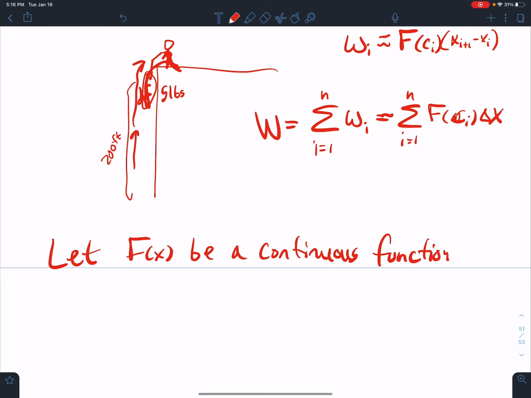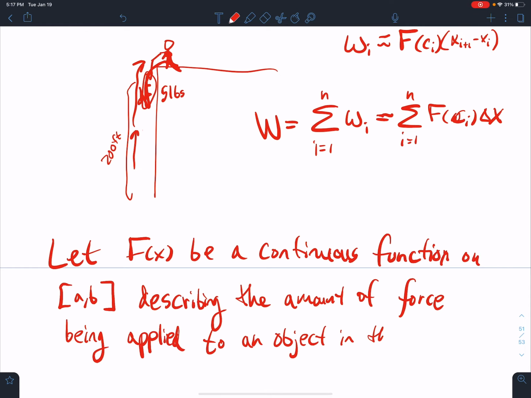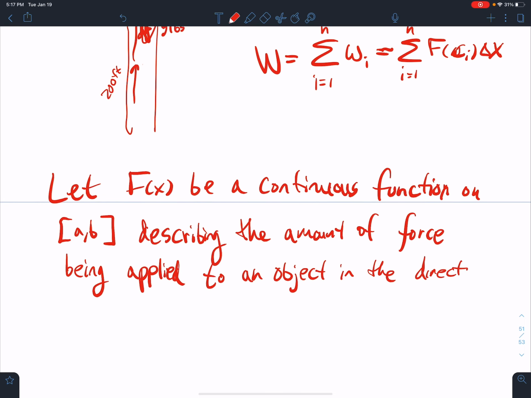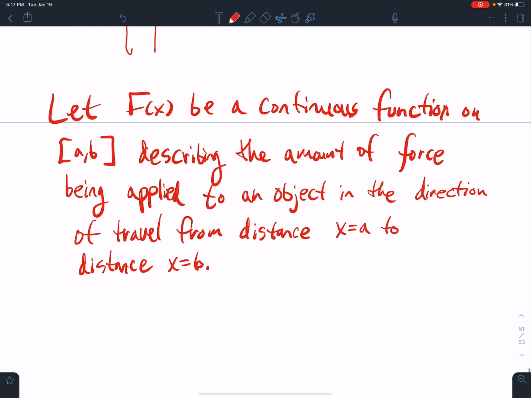And so to get the exact work, we let f(x) be a continuous function on [a, b]. Okay, and this function is going to describe the amount of force being applied to an object in the direction of travel from distance x equals a to distance x equals b.